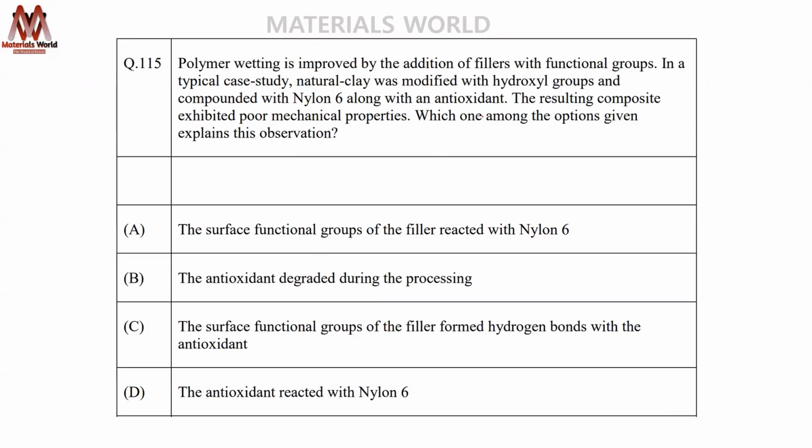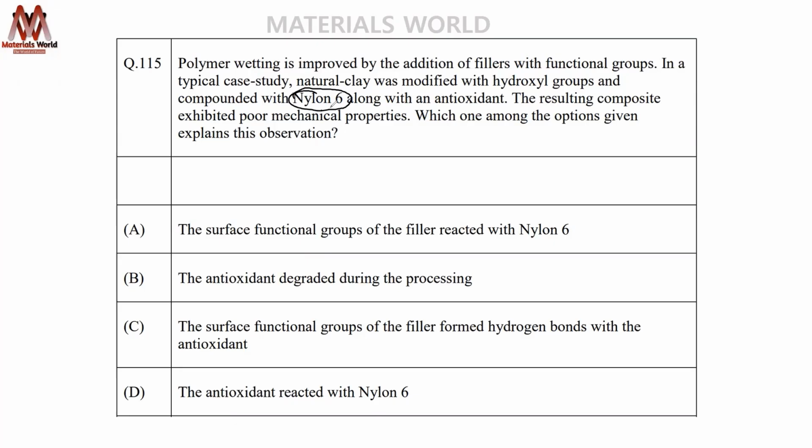Okay, so by reading this strategy, in a typical case, someone used natural clay, and you know natural clay has by default hydroxyl group, and you compound it with nylon 6. Of course, we have one antioxidant also. Now the resulting composite exhibited very poor property, but that should not be. The nylon, you remember, its toughness will increase if wettability is increased, if it absorbs more water, because water acts like a plasticizer for it. Moisture content acts like a plasticizer.